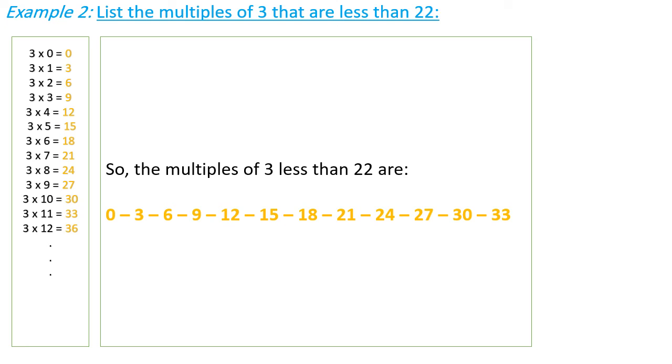We stop. We cannot take 24, 27, 30, and all the other next multiples because these numbers are greater than 22. And you are asked to write the multiples of 3 that are less than 22.